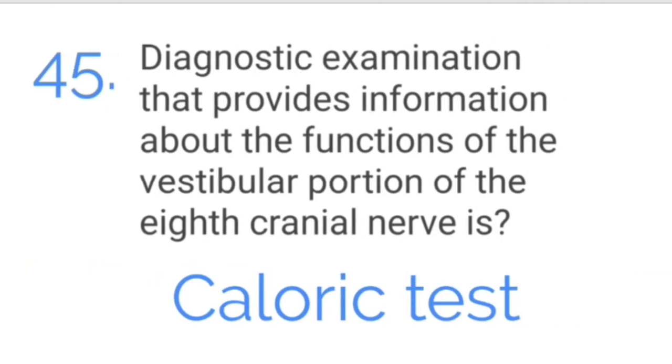Diagnostic examination that provides information about the functions of the vestibular portion of the 8th cranial nerve is dash caloric test.